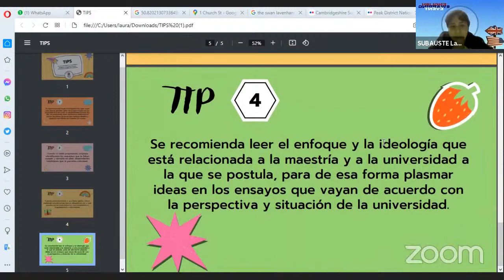Y por último, pero no menos importante, cuarto tip: se recomienda leer el enfoque y la ideología que maneja la universidad a la que vas a postular, ya sea maestría o algún tipo de posgrado, para que puedas plasmar en tu carta de presentación o ensayo estas ideologías y esta mentalidad que maneja la universidad, y tengas esa perspectiva y mayor oportunidad de encajar. Esos serían los 4 tips que hemos venido recopilando de experiencias pasadas, y continuamos con nuestros ponentes, Ken y Anthony.